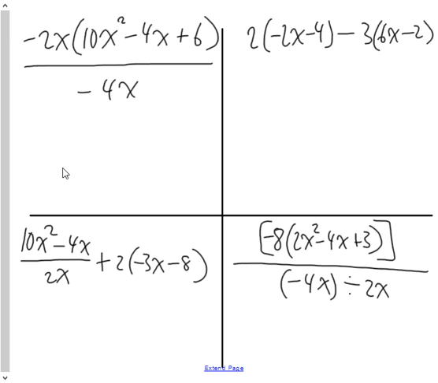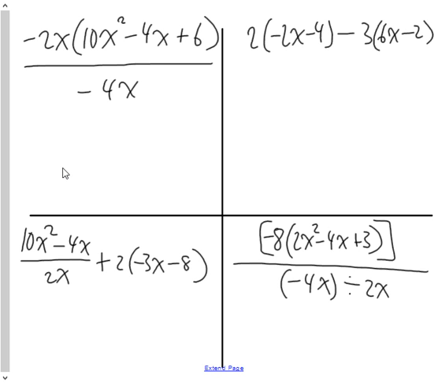Okay, this is another four-fer from Chapter 5 and Chapter 7 on polynomial operations: addition, subtraction, multiplication, and division. The first question asks us: negative 2x multiplied by 10x squared minus 4x plus 6, take all of that and divide it by negative 4x. Now, you technically could divide the negative 2x by the negative 4x, but we're not going to talk about that because it's not something I want you to consider.